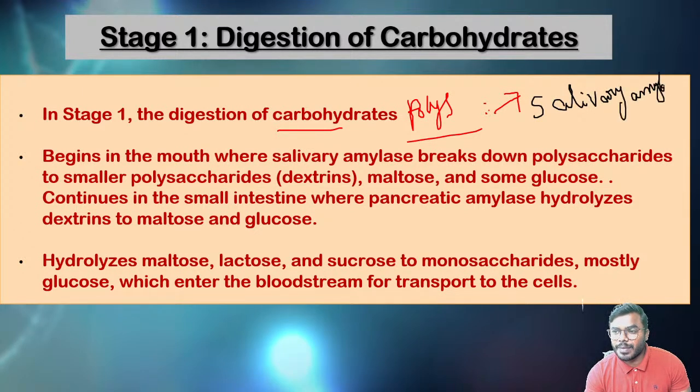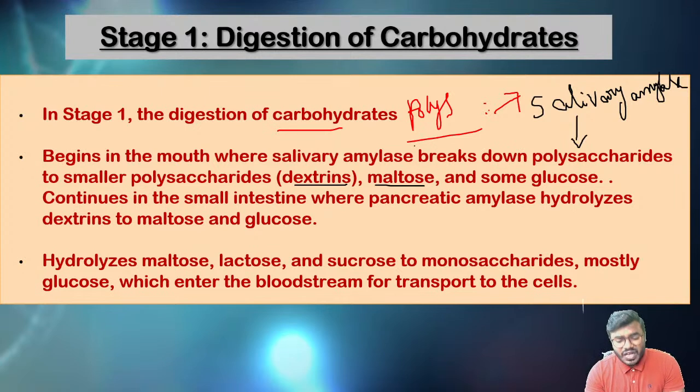What is that salivary amylase doing? This particular salivary amylase breaks down the polysaccharide into what? A kind of oligosaccharide and disaccharide, especially dextrins and maltose. But you know very well, in the stomach there will be no digestion at all. Why? Because of the presence of HCl.